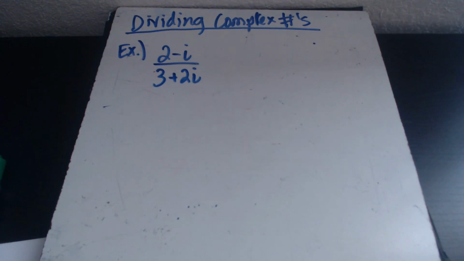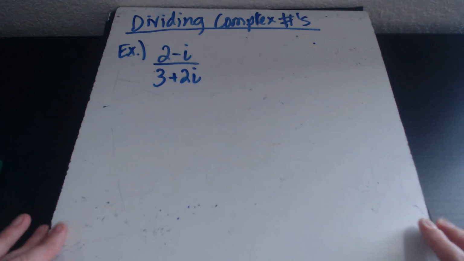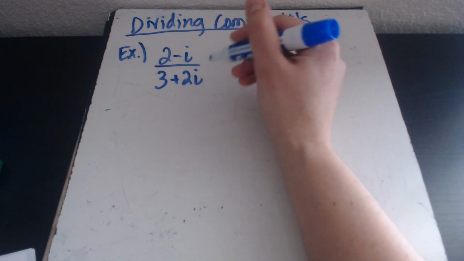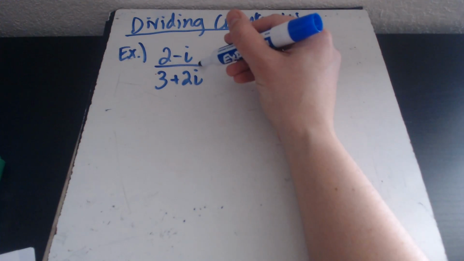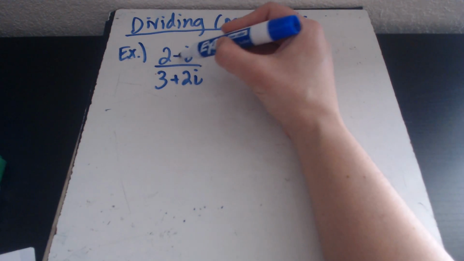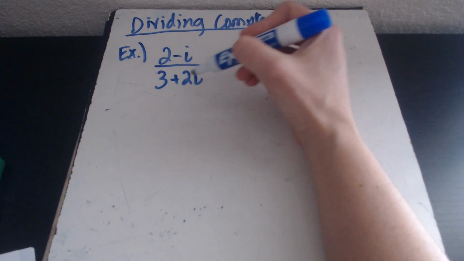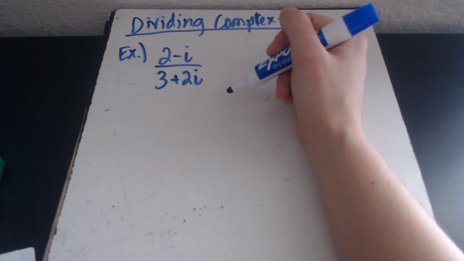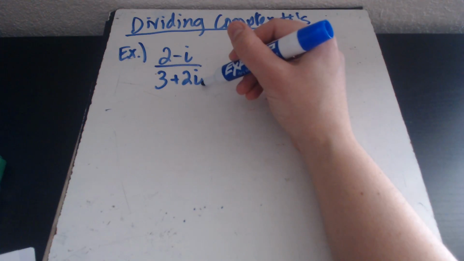All right, so on the first part, we did adding, subtracting, and multiplying, and now we're doing dividing. Okay, this is more complicated than the other three. So when I'm dividing complex numbers, it's going to be presented to me as a fraction. We know that a fraction is really just division. Okay, so this is 2 minus i divided by 3 plus 2i. And part of the problem here is that I have this i in my denominator.